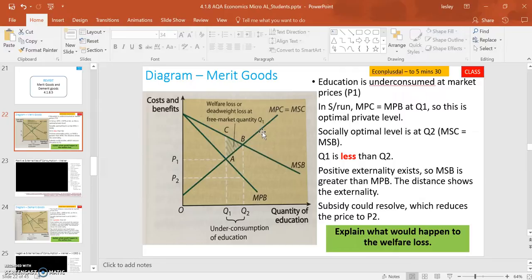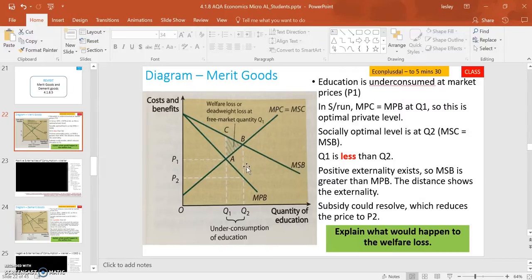Well, probably the most popular way here would be a subsidy on the production side, therefore shifting the MPC equals MSC curve out to the right enough until it meets this point here and creates a new equilibrium at P2.